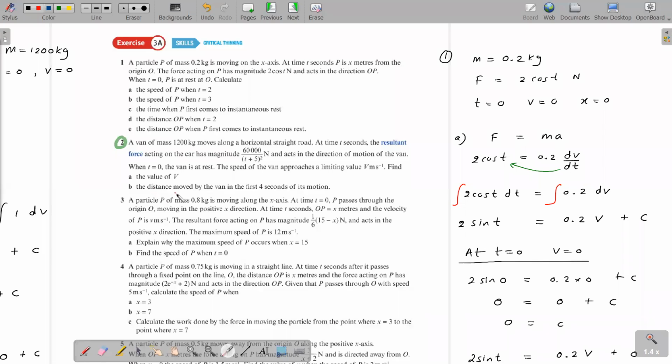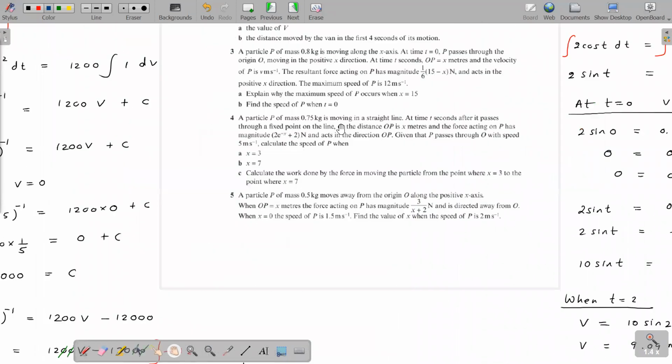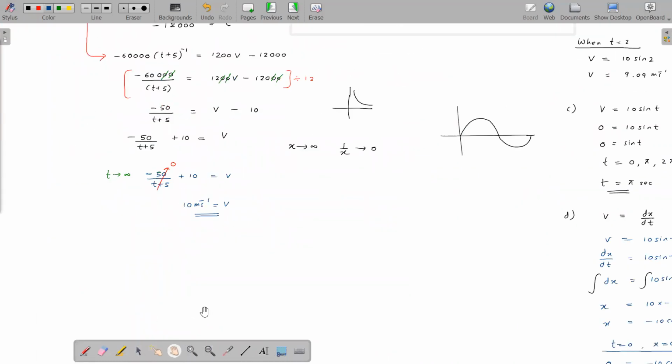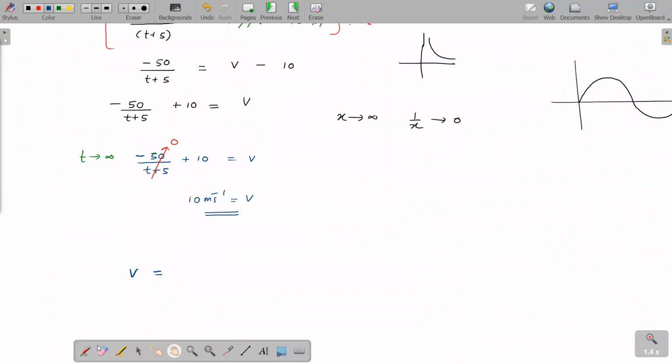Part B, they ask you to find the distance moved by the van in the first 4 seconds of its motion. So to get the distance that you're moving in the first 4 seconds, what do you have to do? You need to get the displacement equation, right? We just found that velocity equals minus 50 over t plus 5, plus 10, right?